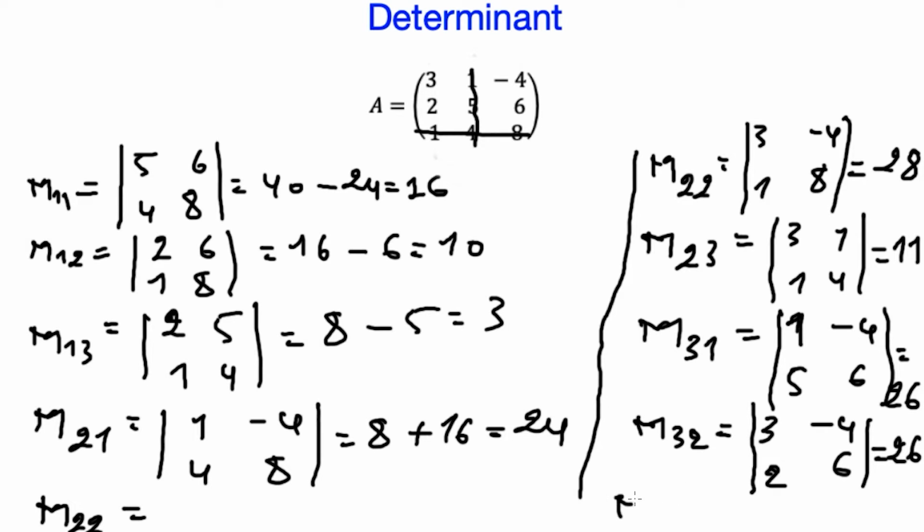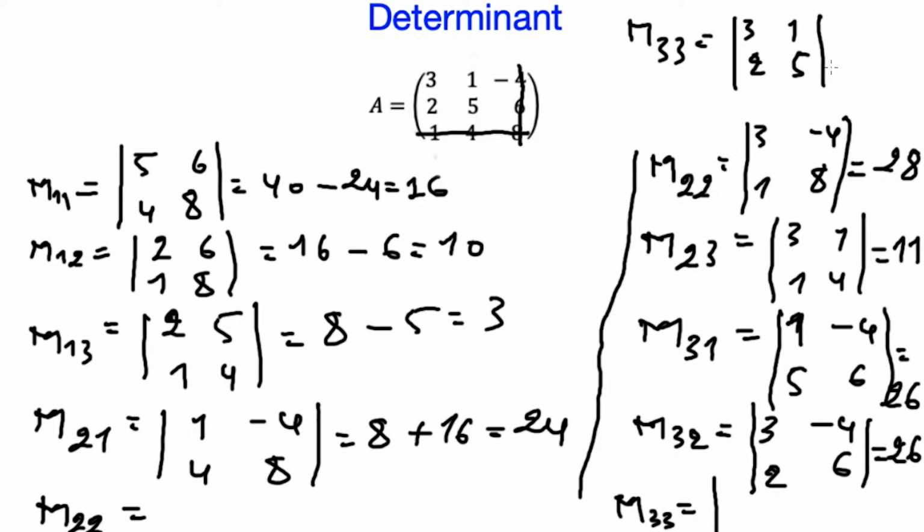And the last is M33, which is this entry here, 8. We need to delete this row and this column, and we get, I think it's better to write it here for space, 3, 2 and 1, 5, which equals 3 times 5 is 15, 15 minus 2, it is 13. So these are the minors for all these entries.